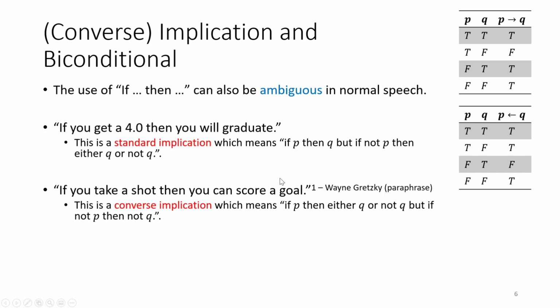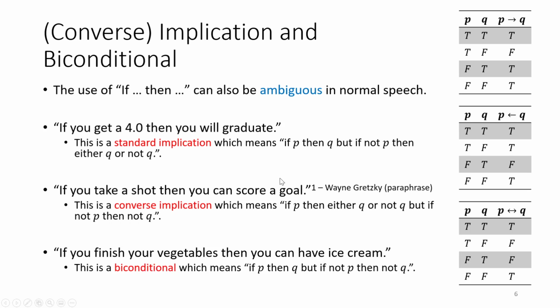Okay, the last one was the biconditional, and here I've got sort of another promise from your mom. If you're sitting at the table and you say, I want ice cream, but you haven't finished your vegetables, your mom's going to say something like, if you finish your vegetables, then you can have ice cream. Well, that is sort of a both direction kind of if and only if. It's saying, if you finish your vegetables, then you will get some ice cream. But if you don't finish your vegetables, you're not getting any ice cream. That's what we're trying to say here.